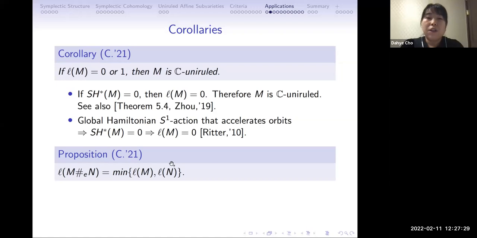For example, if symplectic cohomology is vanishing, then L is directly vanishing. Another example is when a global Hamiltonian circle action accelerates the orbit, so the index increases, and we take a direct limit of the slope of the Hamiltonian function, then symplectic cohomology is vanishing. So we get uniruledness from there.